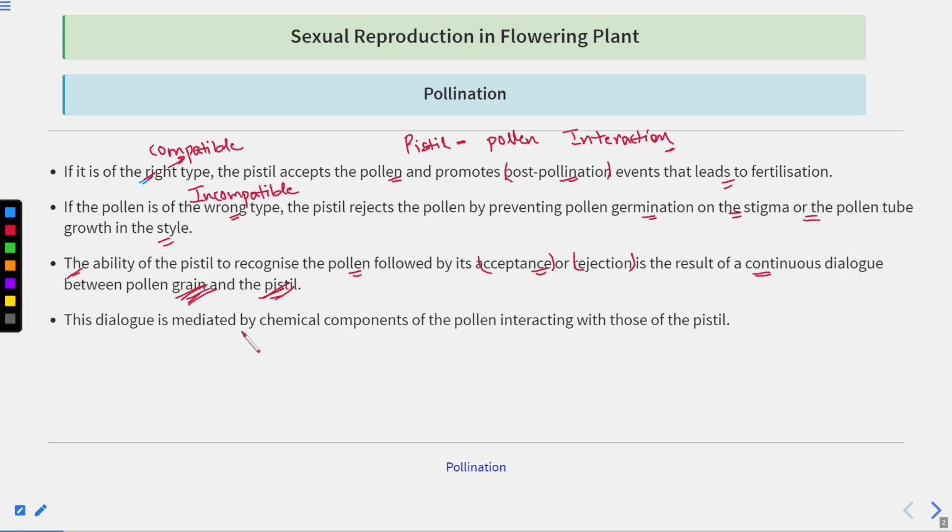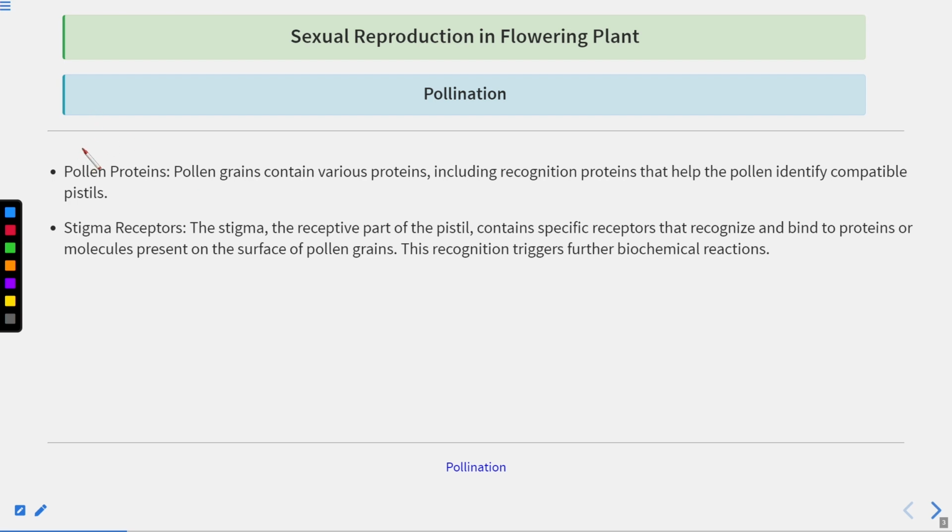This dialogue is mediated by the chemical components of the pollen interacting with those of the pistil. So some chemicals are involved here. These are mediated by the chemical components of the pollen grain, which interact with those of the stigma of the pistil. Now what are these events? How the interaction between the pollen and the pistil takes place, we'll be studying about this. You can write here what we are studying: the pollen and pistil interaction.